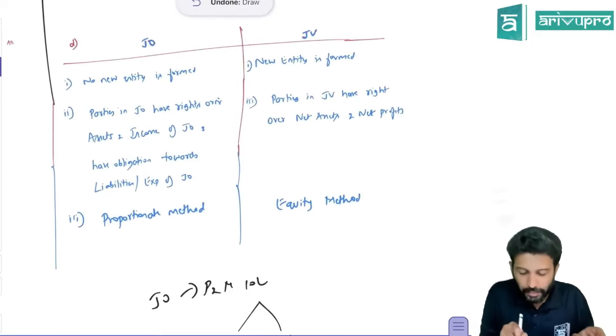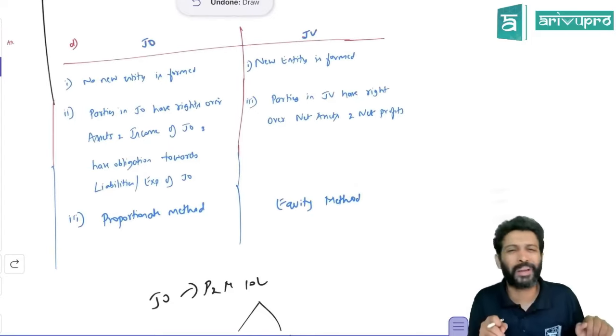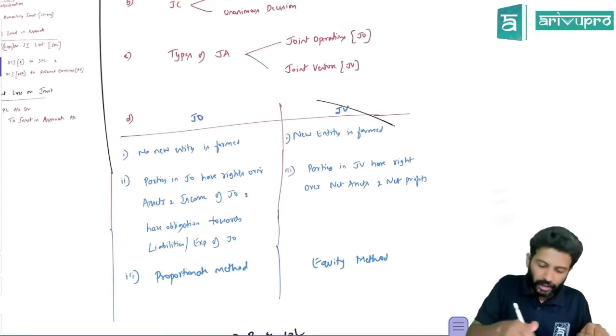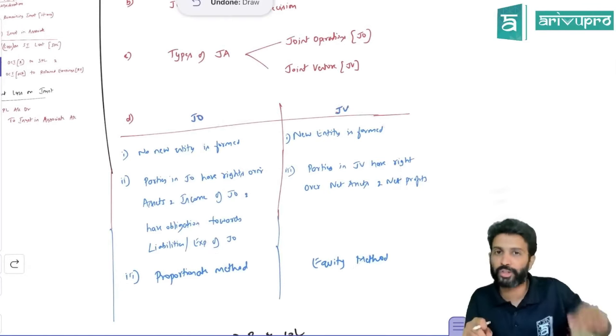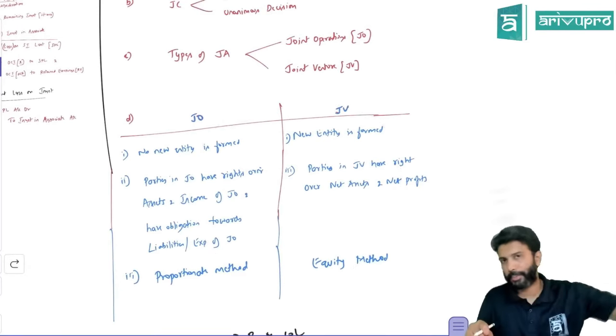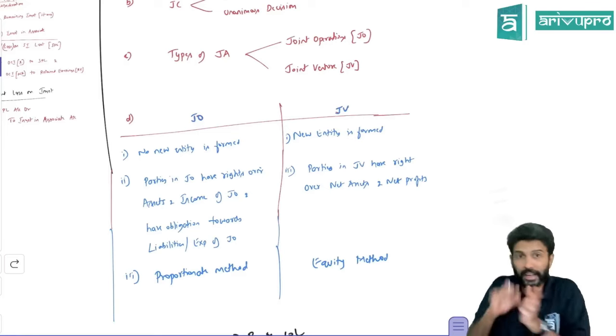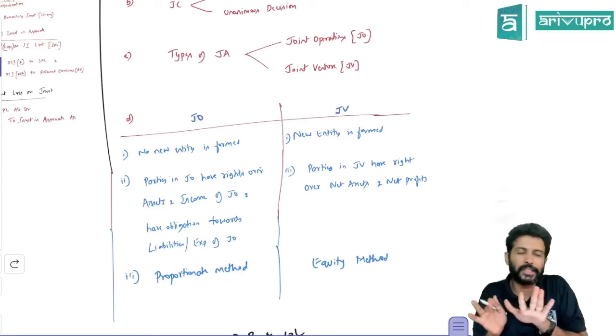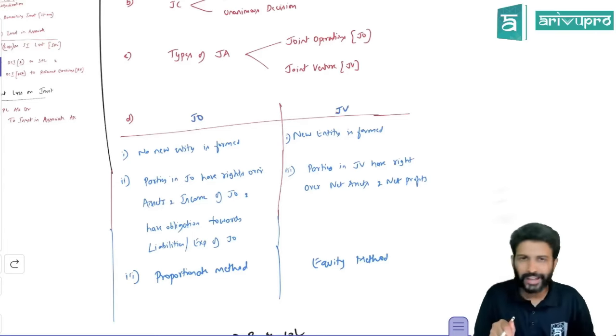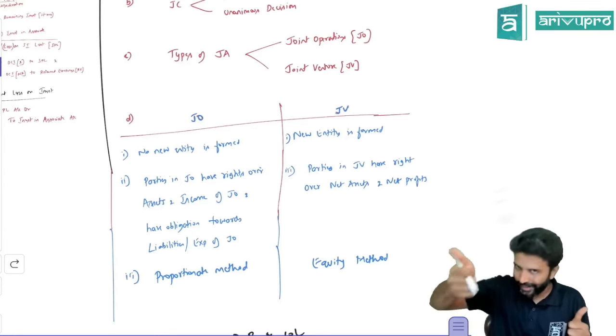However, if it is a JV, then we follow the equity method, and we already learned how the equity method works. That's the reason it is important to find out whether it is a JO or a JV: if it is a JO, you do the proportionate method; if it is a JV, we follow the equity method. Again, how to find out? First, check these features. In case of JO, no new entity will be formed. In case of JV, a new entity will be formed.